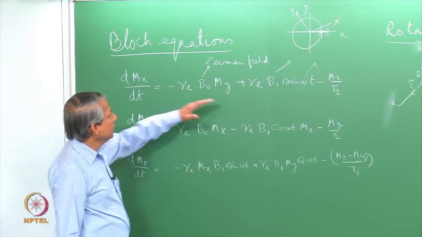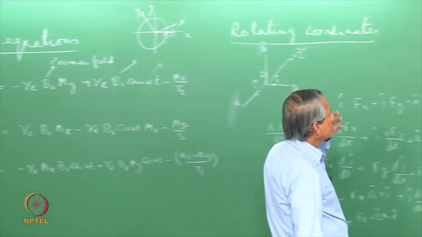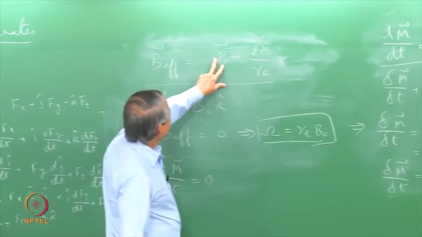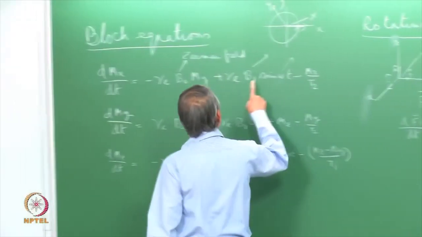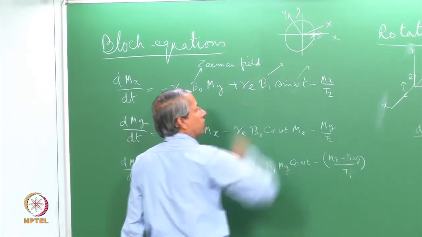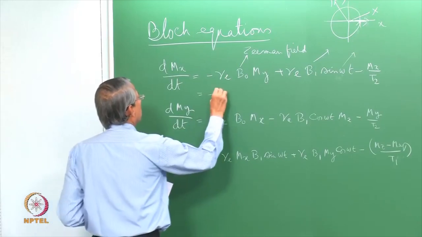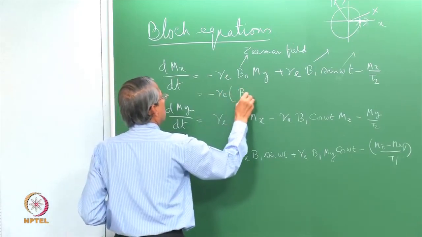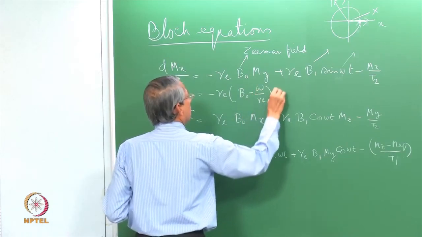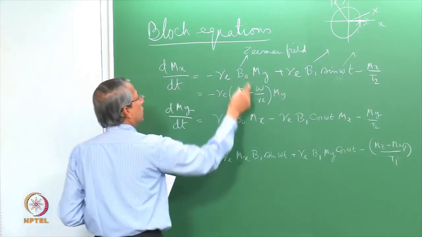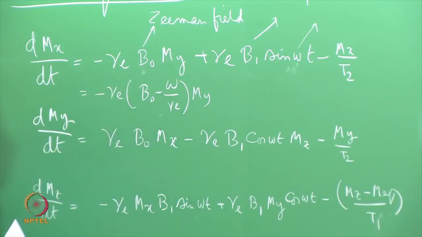So, we can therefore write it very easily from this knowledge that when a coordinate system rotates, I change the B by this, and here in particular the B1 also has only one component, the x and y component. So, here let us modify right here so that the difference becomes easy to visualize. This will become B0 minus omega by gamma E. So, this is the change of B0 value, that is the way we got the answer earlier.